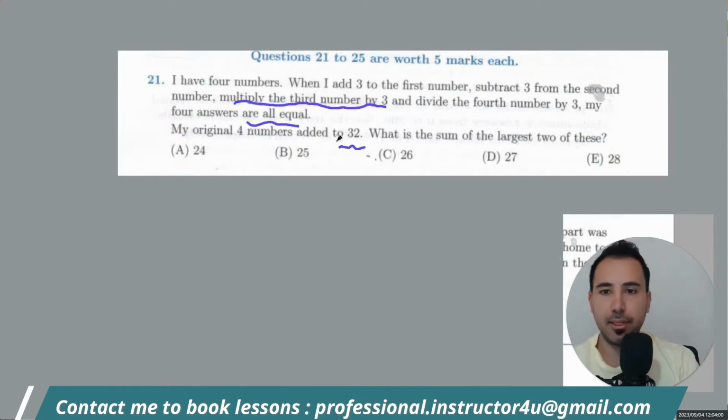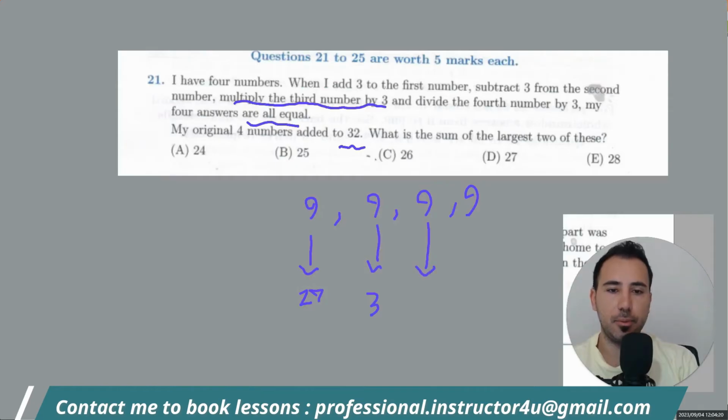Maybe 9, right? So the four numbers at the end are 9, 9, 9, 9. Let's check, okay? If originally they were 32, so question solved. So one of them has to be multiplied by 3, 27. One of them divided by 3, 30. As you see here, this one minus 3, 6. This is already larger than 32. So 9 is not a good guess. So let's go make it smaller.